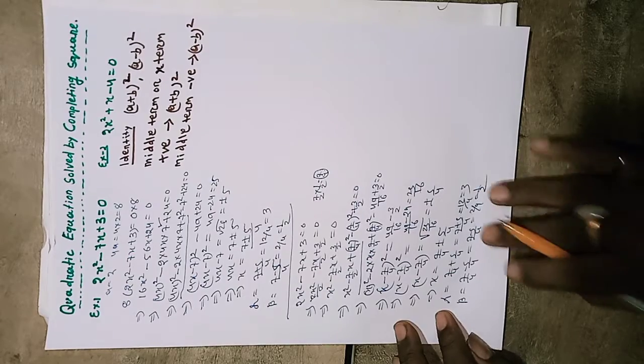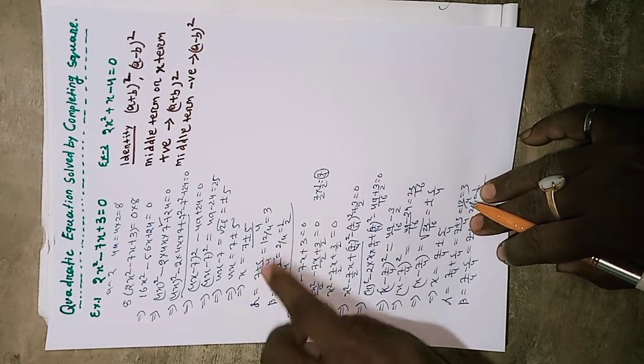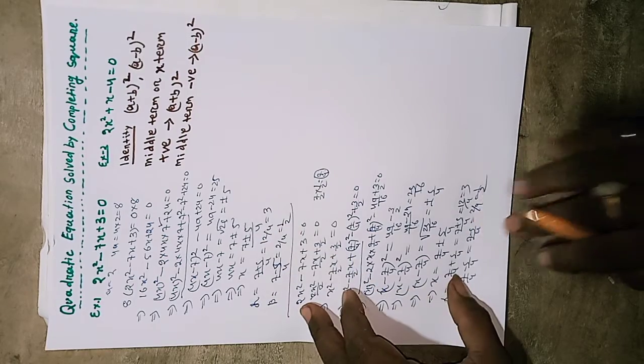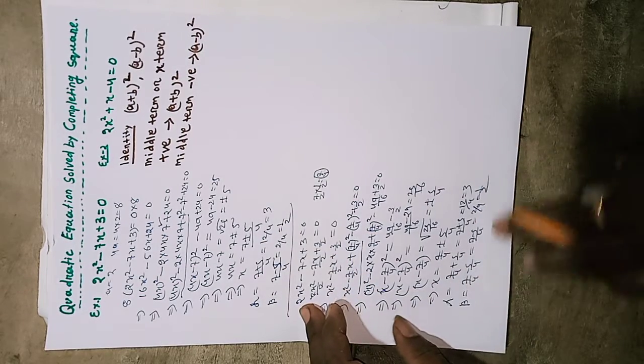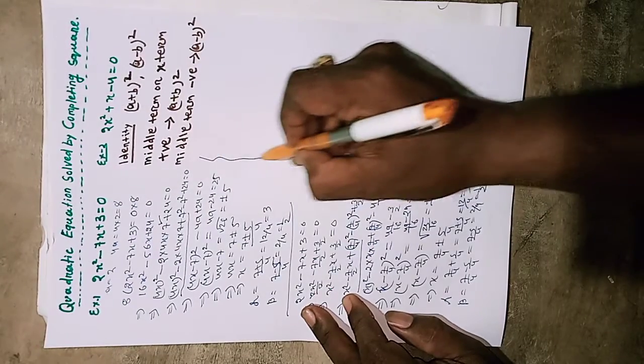In the first process, the two values of x are 3 and 1 by 2. In the second process, the two values of x are also 3 and 1 by 2. Another process, the third process.